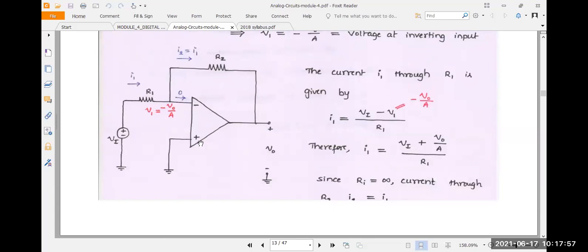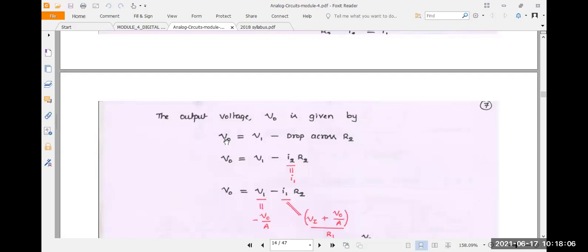Due to higher input resistance, current across the R2 is how much here? I2 is equal to I1. Understood? So you can write the V0 equation again. V0 equals V1 minus voltage drop across the R2.